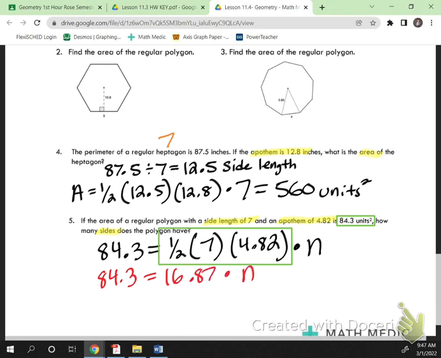I want to get n alone. What should I do? Let's multiply. What's the opposite of multiplying? Divide. We're going to divide both sides by 16.87. Boom. We'll get the number of sides. Let's divide both sides by 16.87. N is 4.997. So we're going to round up to 5 sides.